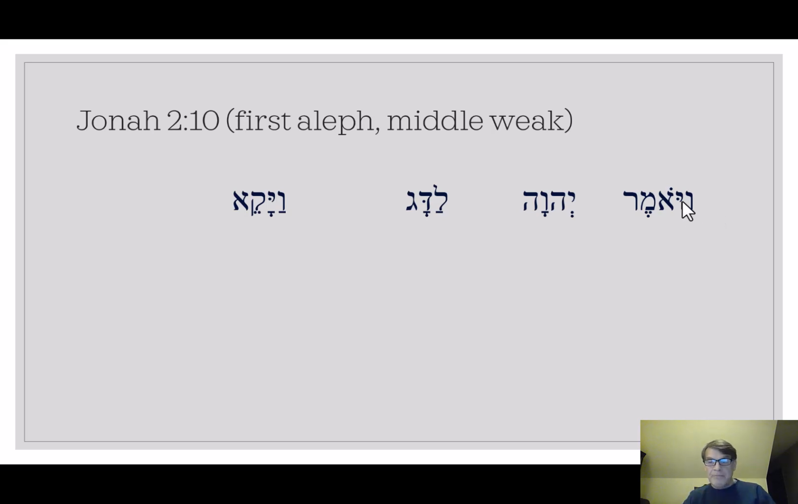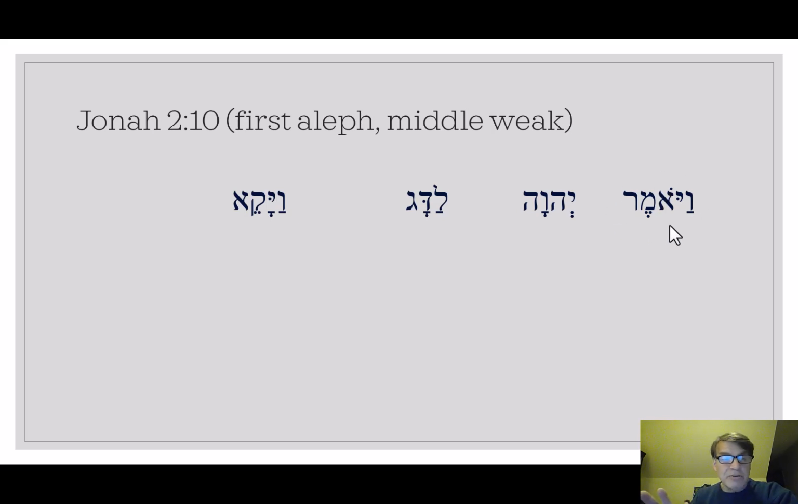Now, the paradigm, as you know, yiqtol, tiqtol, is the paradigm for the imperfect. So I would have thought it would be something like ye-mor. But this is a first aleph. The first consonant is a guttural. And one of the things that several first aleph verbs do is they take a holem in the imperfect. And so that's a little weird.